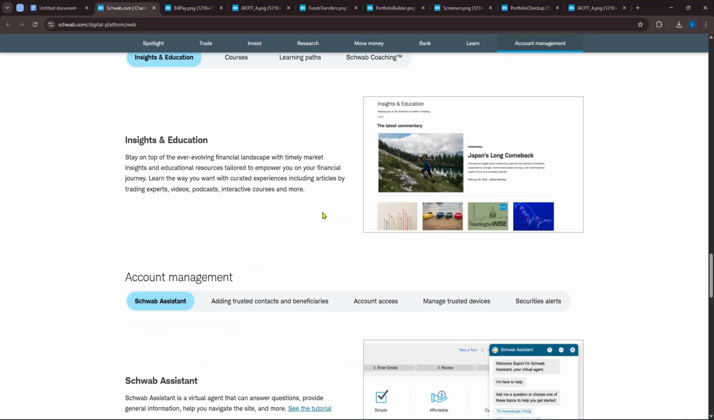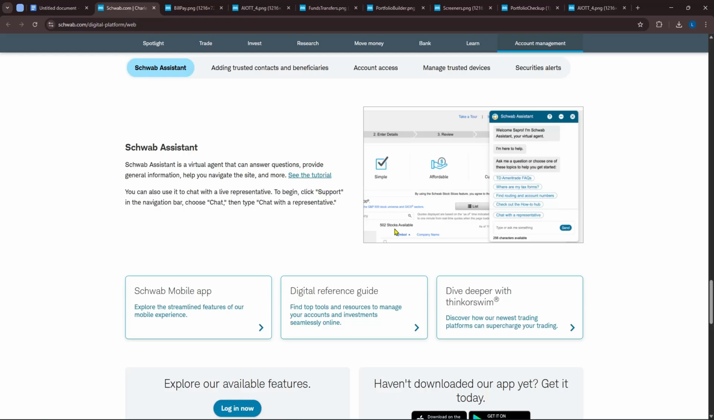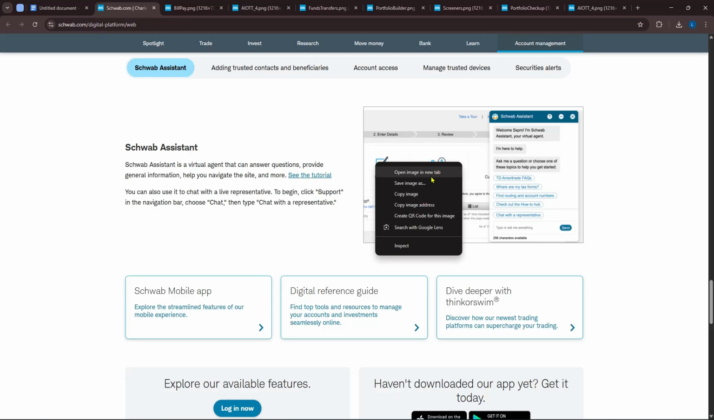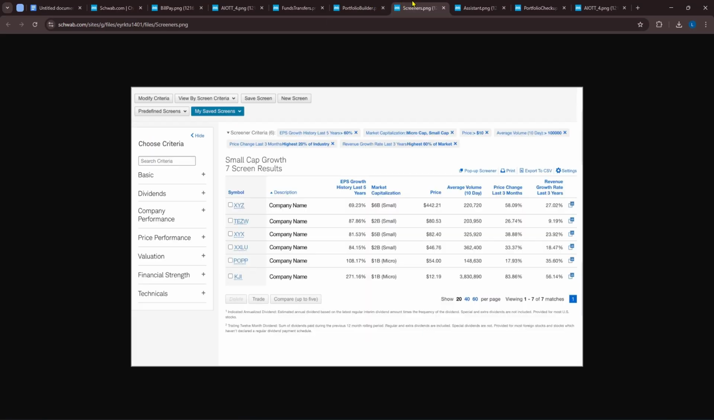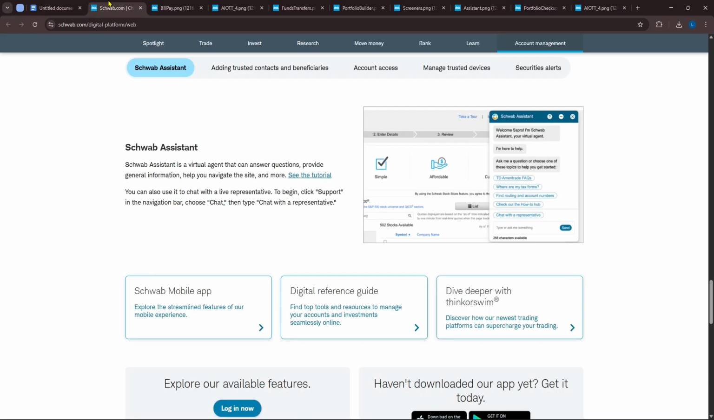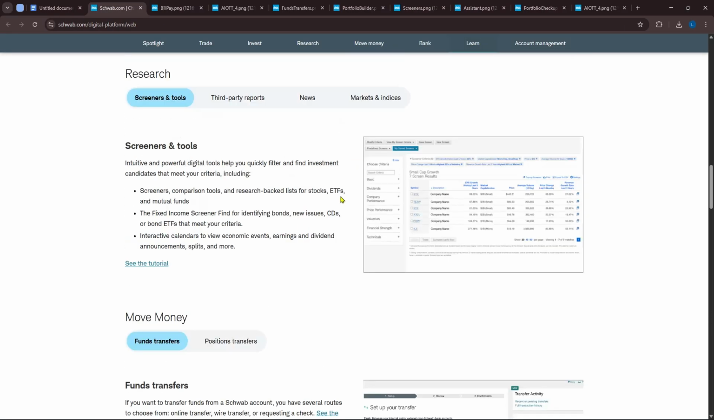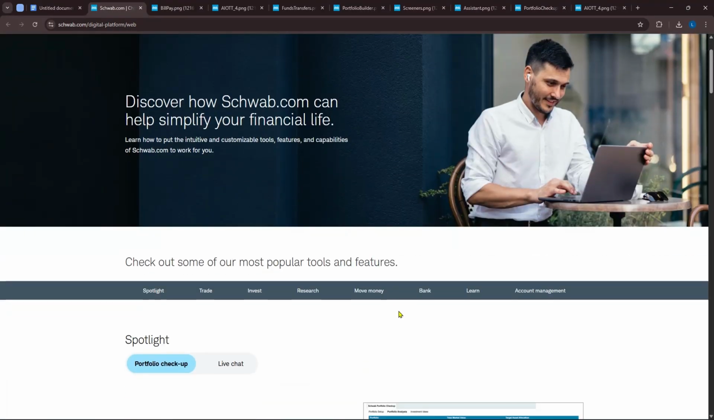So moving on with insights and education, you have right here a spot where you can see an advertisement of their insights, and an assistant where you can chat or have a private talk with their customer or online customer service. And that's all on how to read Charles Schwab statements with their features and tools.